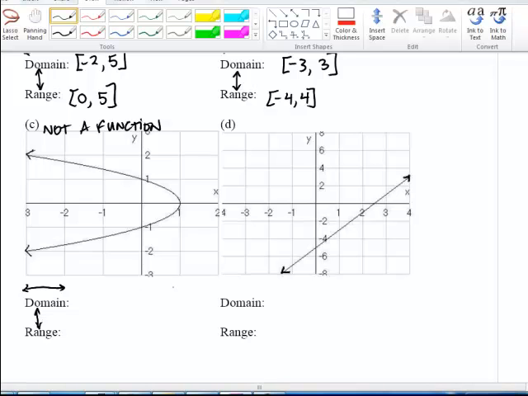The domain, we don't have a left end of the graph, but we do have a rightmost point, and that would be 1. Since there's no leftmost, we would say -infinity and then going all the way to 1. And it seems that the graph extends up and down indefinitely, so we would say the range would be -infinity to infinity.